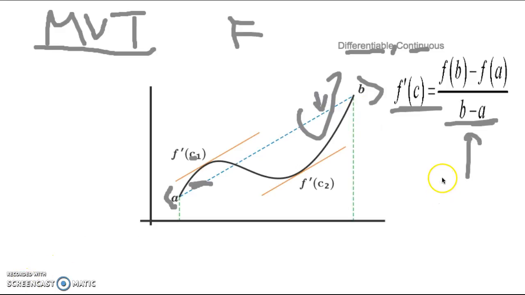And then you would simply solve, and the numbers that you end up with are the points which are tangent to the secant line. And you should always be careful and check and see if they're in between the domain, which is A, comma, B.